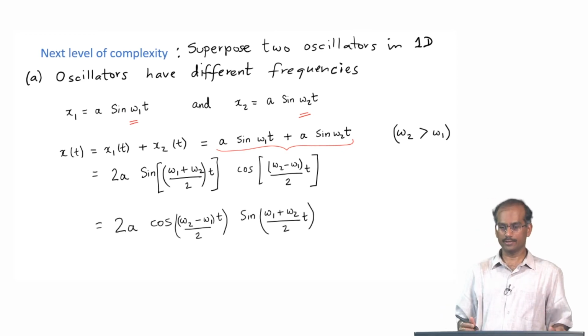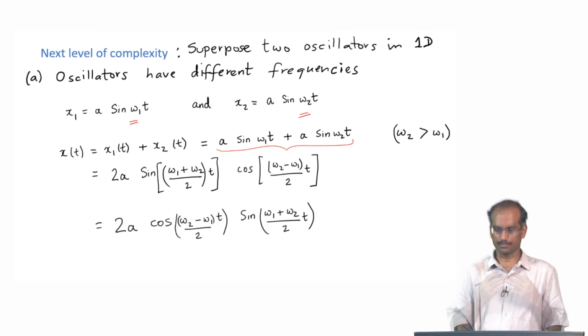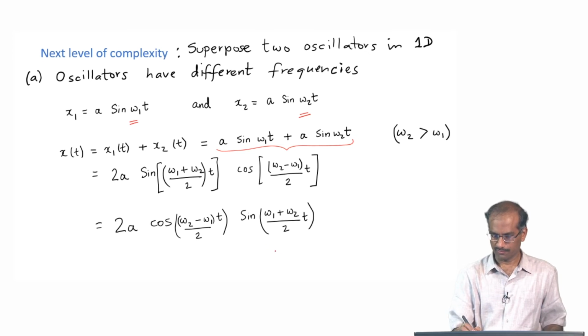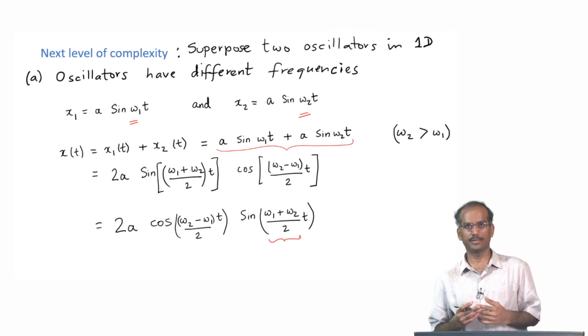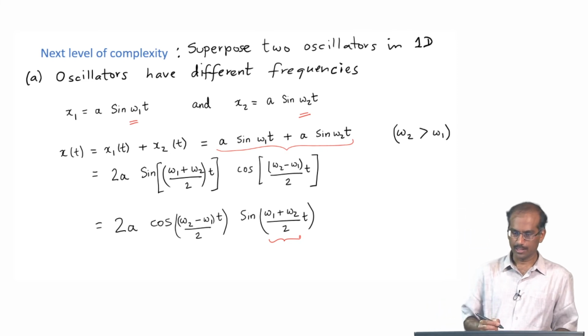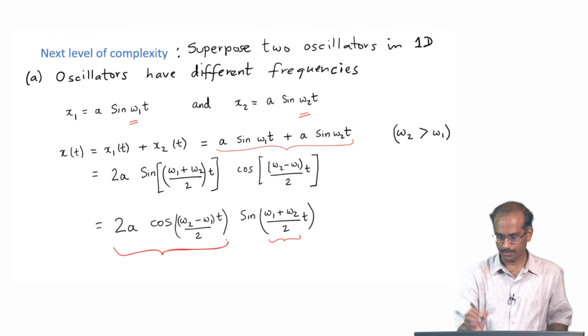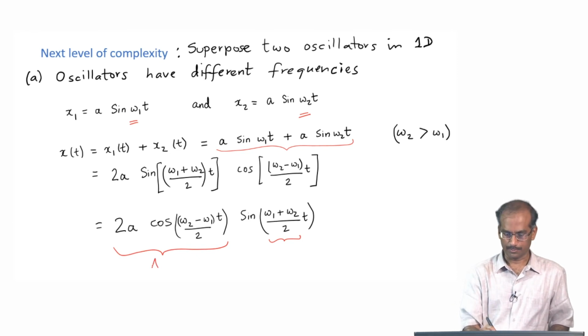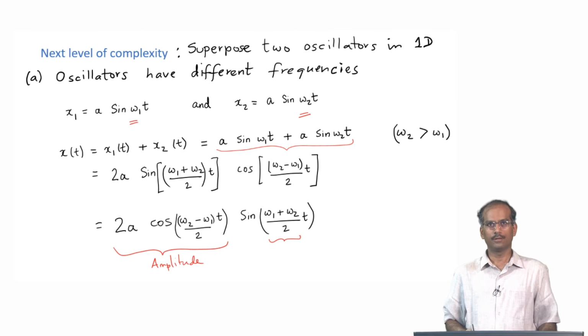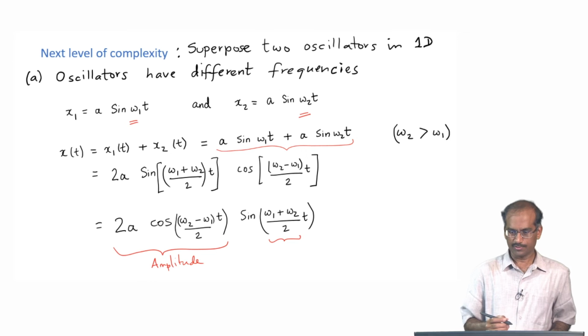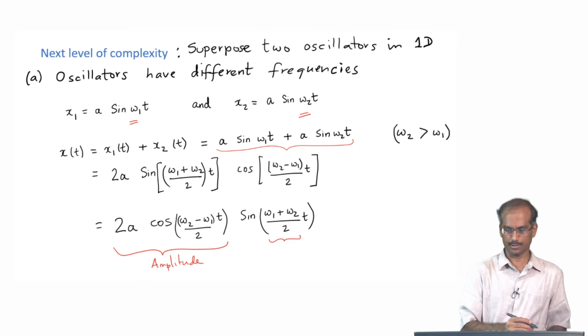Now, when you look at it in this form, you could think of this as an oscillation whose frequency would be given by this quantity, omega 1 plus omega 2 by 2. That is the frequency being the average of the two frequencies, and this entire term could be thought of as the amplitude. And the amplitude now depends on time.